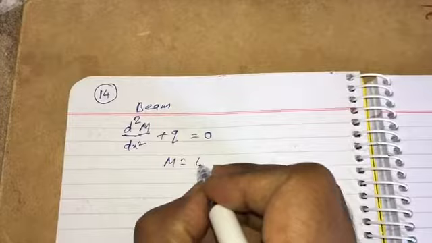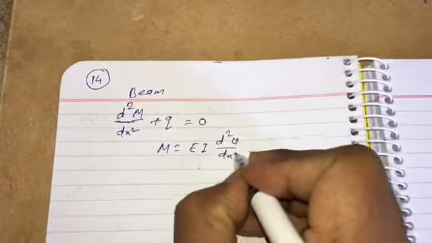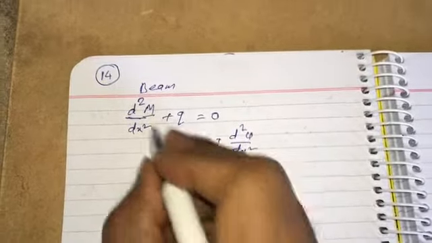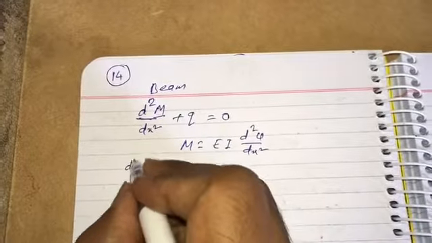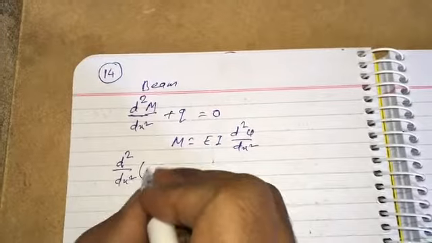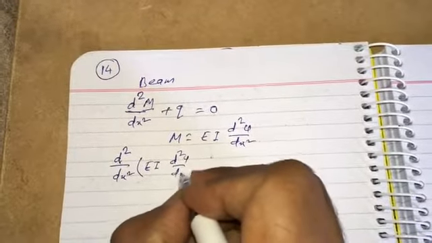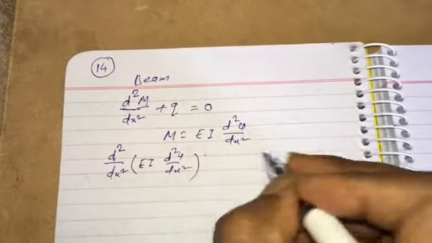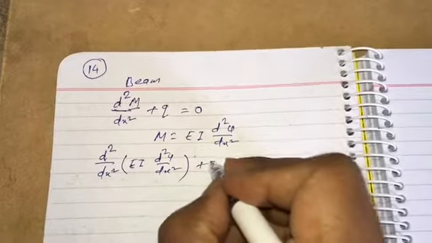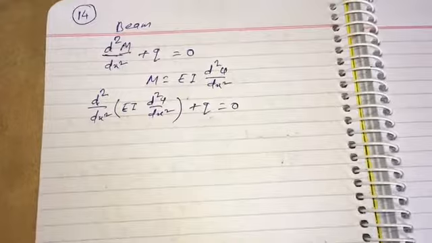But we also know that M equals EI d squared u over dx squared, where u is the vertical displacement. So if you combine them together, what you get is d squared over dx squared of EI d squared u over dx squared, plus q is equal to 0. So this is the strong form we derived already.